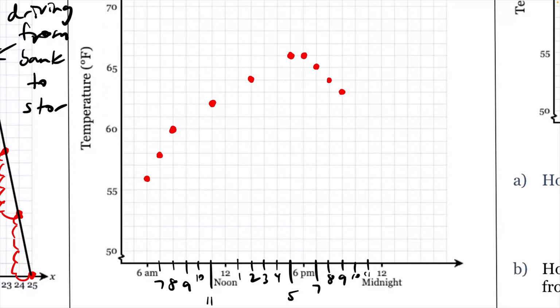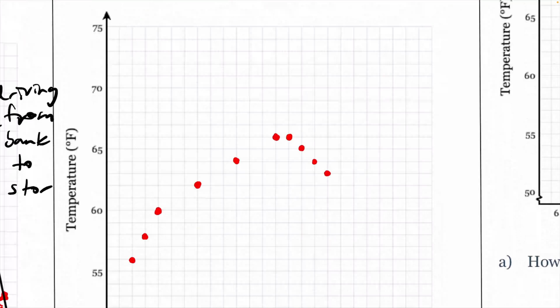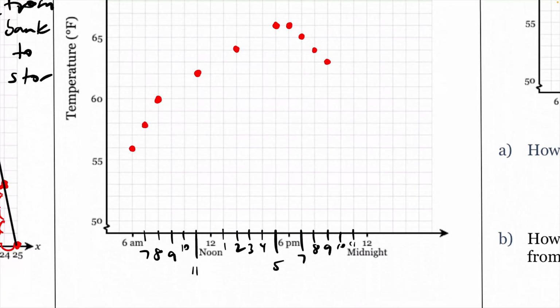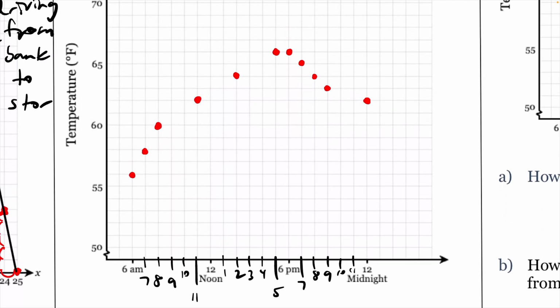And then the last thing it said was it dropped steadily until it got 62 at midnight. So I'm going to go make a dot at 62 at midnight. You're done. Connect the dots, and you're done.